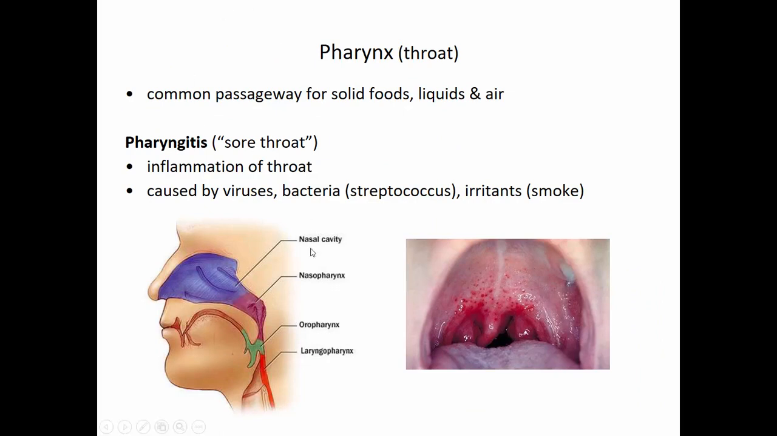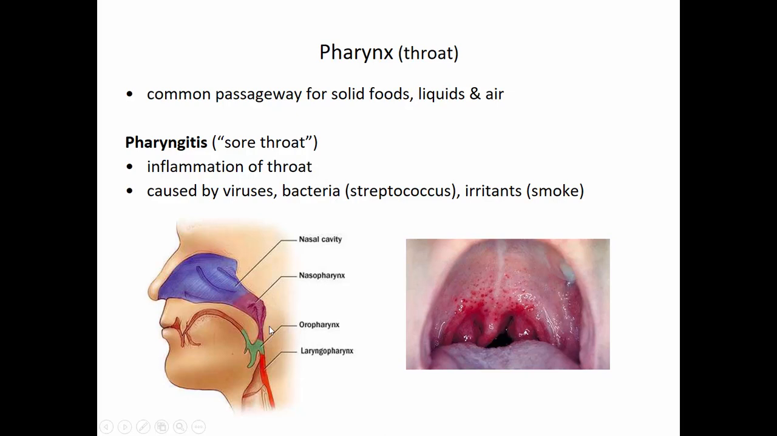Moving down to the pharynx or throat is that common passageway for both foods, liquids and solid foods, and air. So everything we breathe in and take into our mouth goes through the pharynx. After the pharynx, it separates, and air will go down the trachea into our respiratory tract, and food and liquids will go down our esophagus into our digestive tract. So it's this section right here.